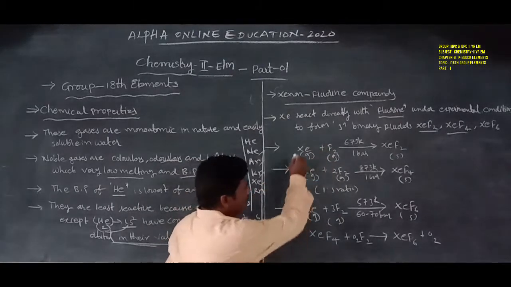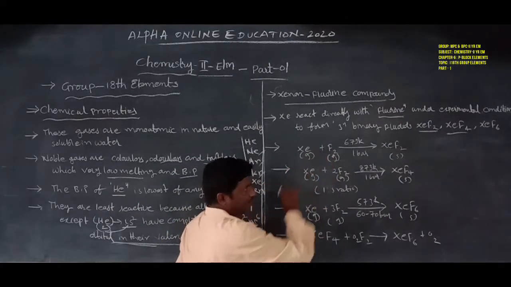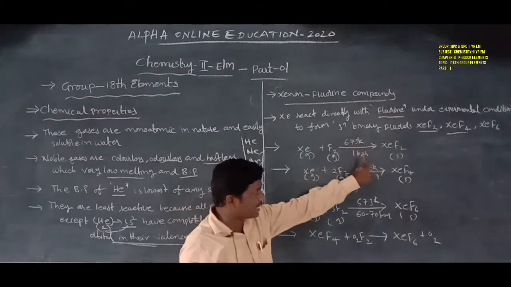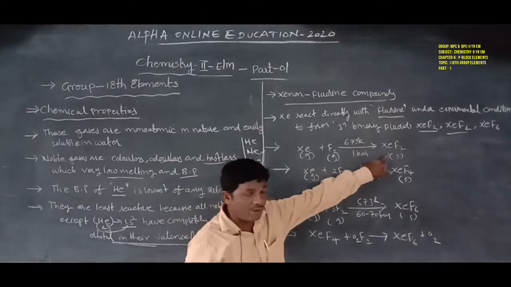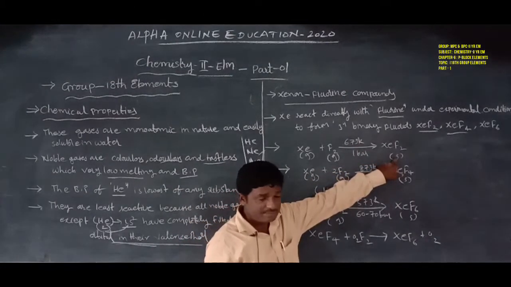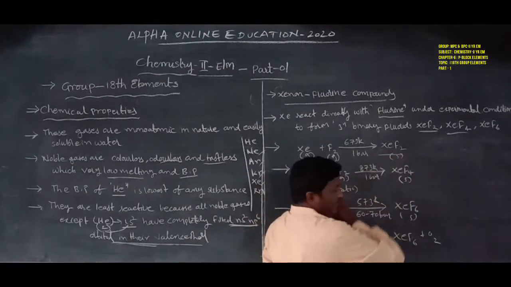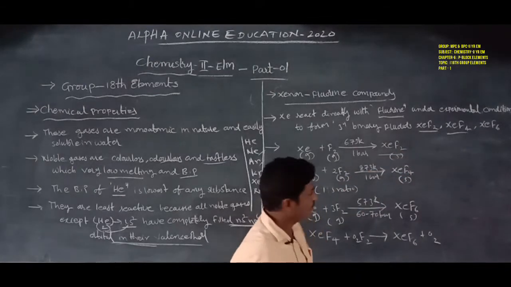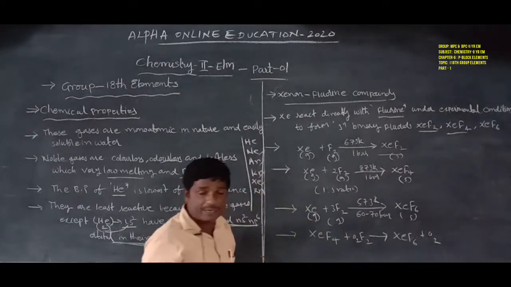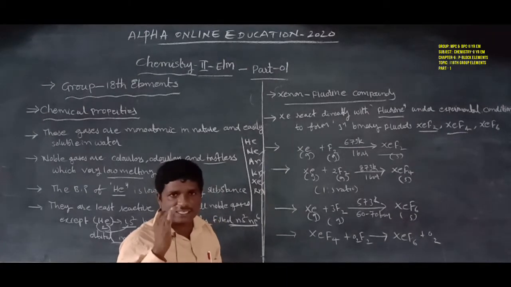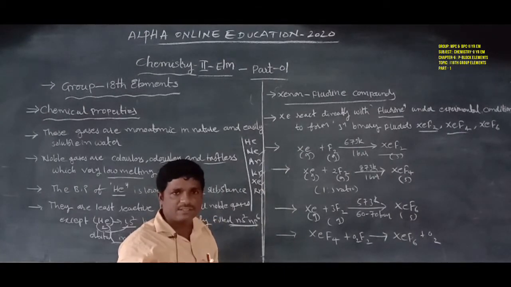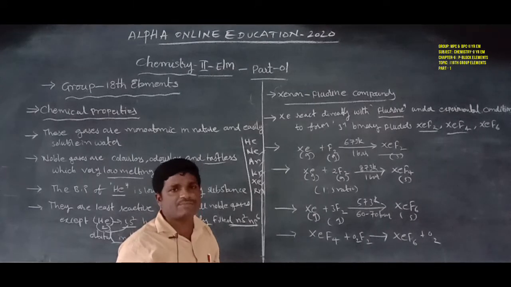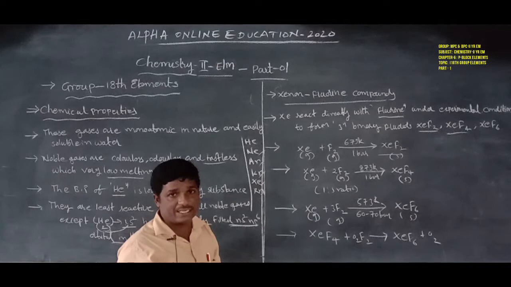The first one: xenon reacts with fluorine at 673 Kelvin and 1 bar pressure to form xenon difluoride. Di means 2 fluorine atoms combine with xenon. That is the preparation of xenon difluoride.